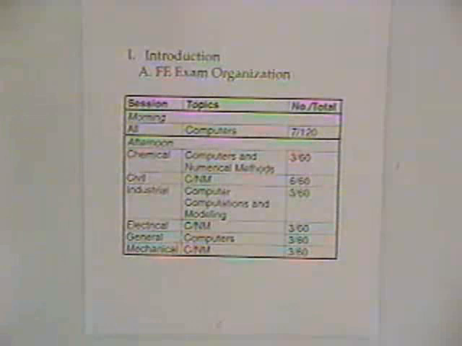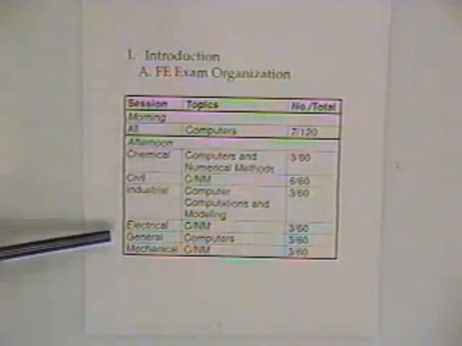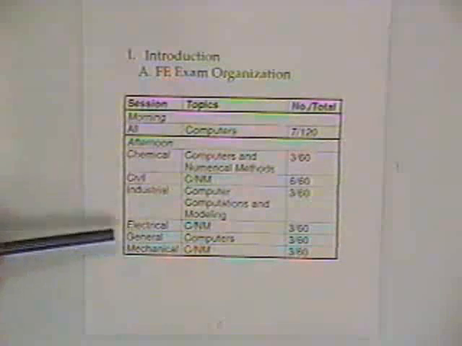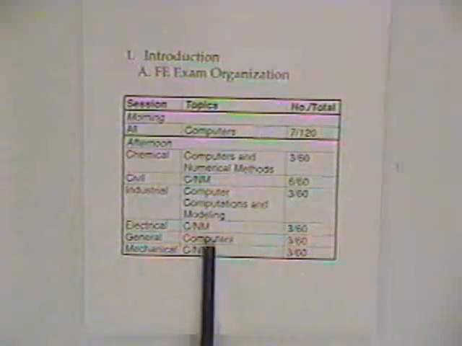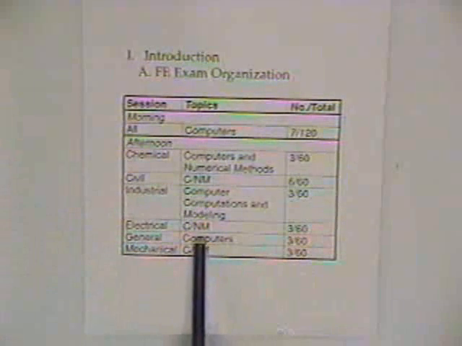There will be 7 questions out of the 120 in the morning dealing with computers. In the afternoon, you will be taking different exams based on what area of engineering you choose to specialize in. If you choose the general exam, you will be having 3 questions out of the afternoon 60 that all focus on computers. So if you choose to go the general route, all of the questions you'll be dealing with are going to be on computers.